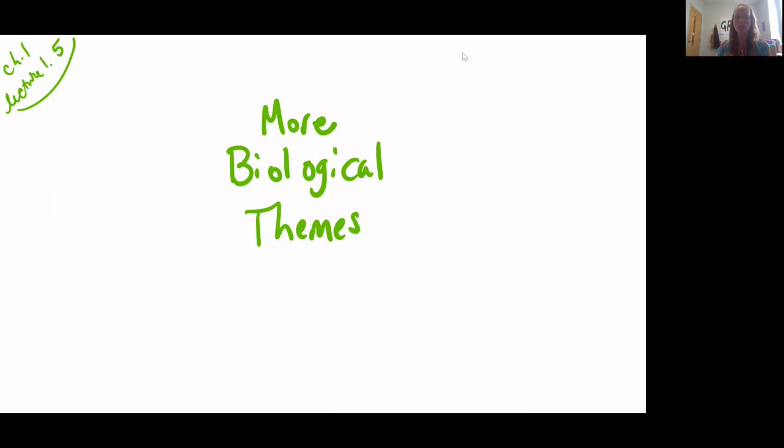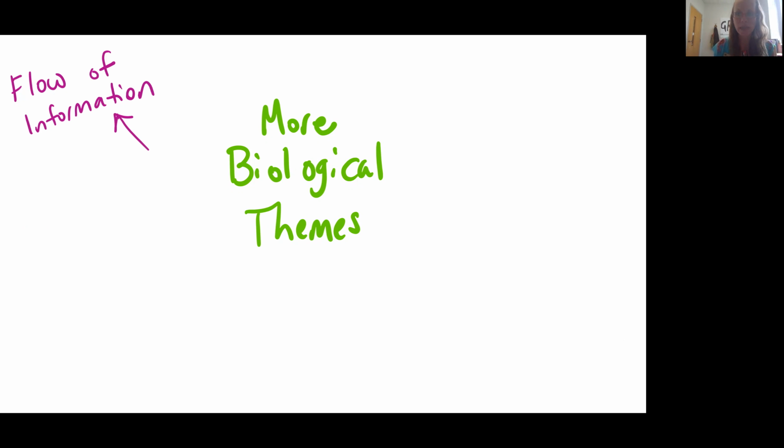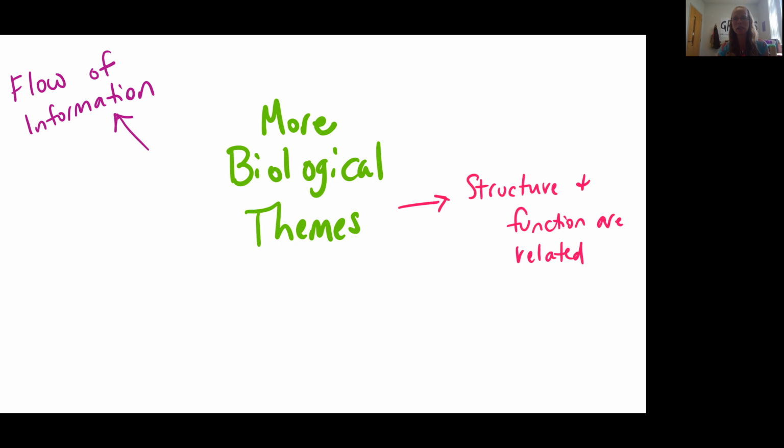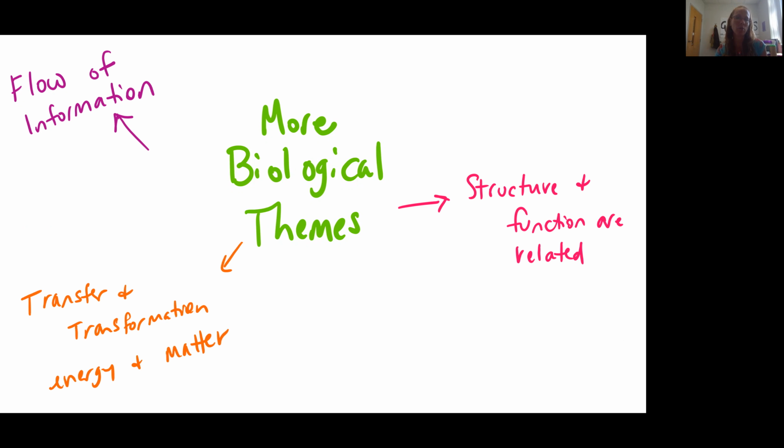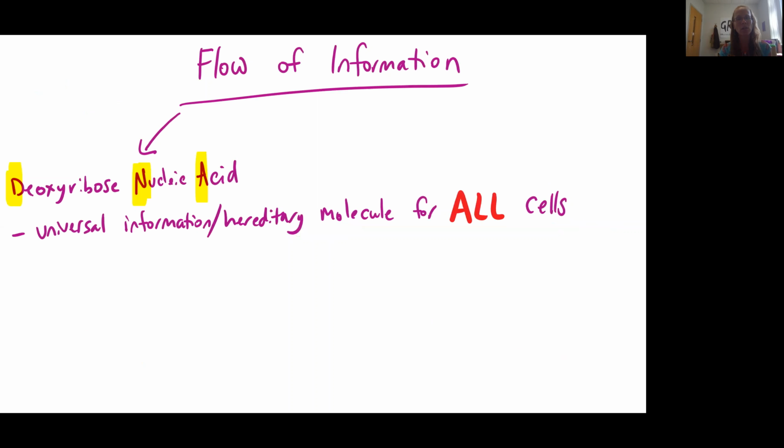So the first theme for us to talk about here is the flow of information. We will also see structure and function being related as a common theme, the transfer and transformation of both matter and energy, and then finally interactions between and within systems. So these are all themes that we will explore this semester and continuing that exploration if you take Biology 2. So let's look first at flow of information.